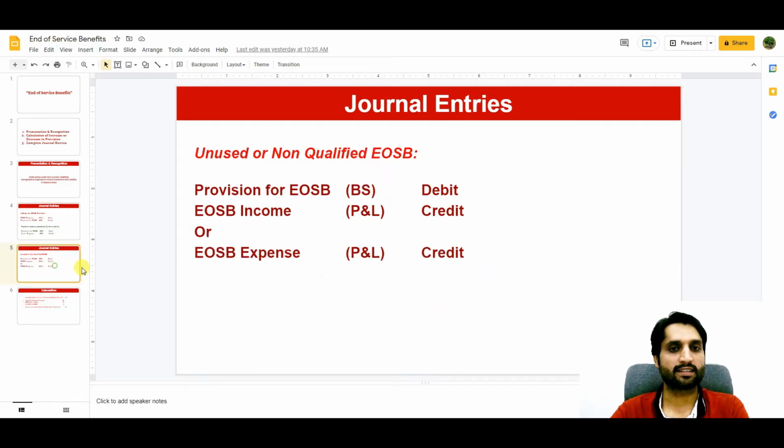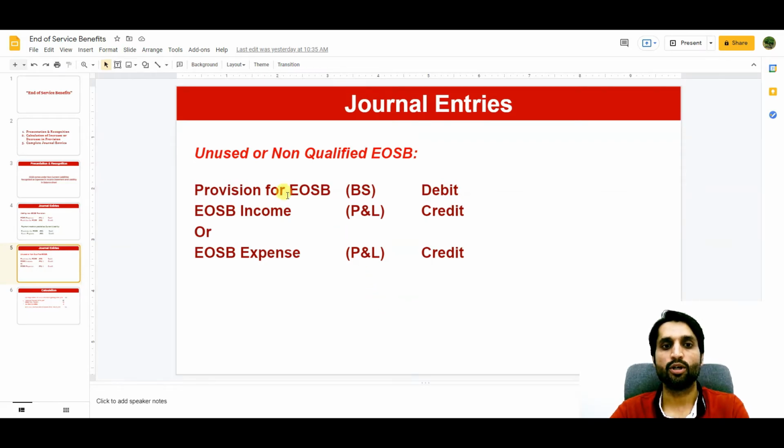The next is unused or non-qualified end of service benefit. What journal entry do we need to pass? If some employees are leaving the company and they are not qualified to get end of service benefits, but we were recording every month or every year for them in the end of service benefit expense and making a long-term liability for them, how can we treat this?